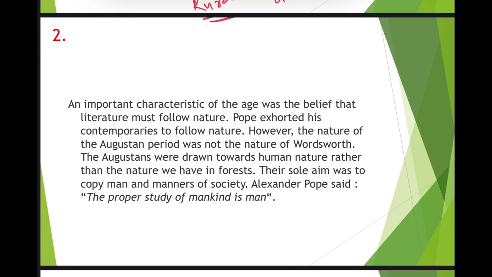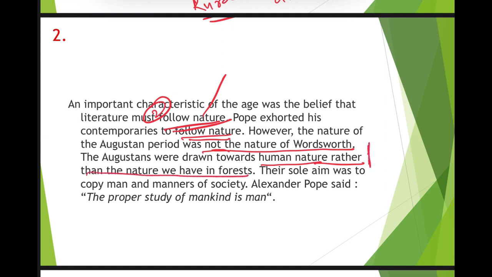Now, this is the second characteristic, to follow nature. Nature is a very important characteristic of the Romantic age. Here also you'll find nature. To follow nature is an important characteristic, but it is used in a different sense. Pope exhorted his contemporaries to follow nature. However, the nature of the Augustan period was not the nature of Wordsworth. The Augustans were drawn towards human nature rather than the nature we have in the countryside.